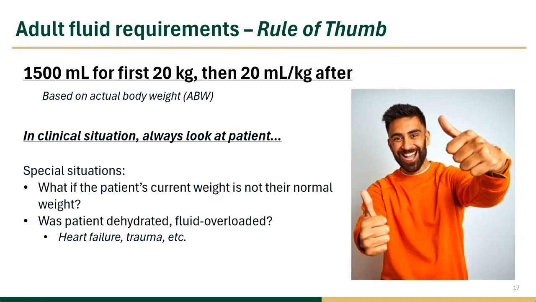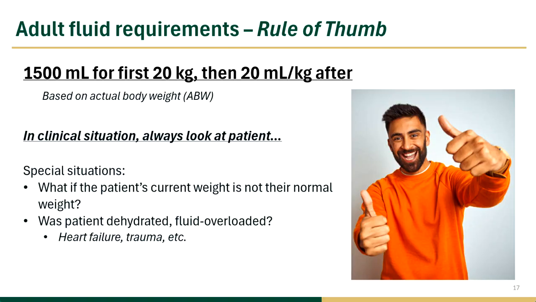The other kind of questions I have are, what if the patient's current weight is not their normal weight? So think about a patient that has heart failure. Heart failure is where the body retains fluid, and that would cause the patient's weight to be higher than normal. That's a clinical decision. So when you have a heart failure patient, typically there's something called their dry weight, which is when they're not overloaded. That's what they would normally weigh. And then they have their wet weight, which is what they are when they are retaining too much fluid.